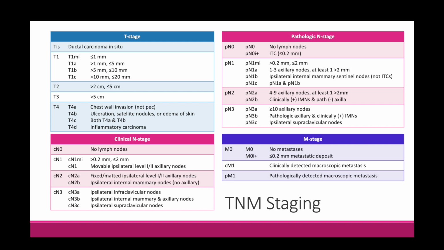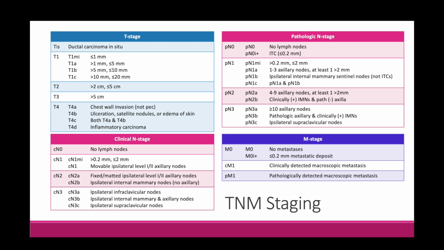Now, we get into the other subcategories of the pN staging. So pN1b is if you have ipsilateral internal mammary sentinel nodes. These are not isolated tumor cells, but just internal mammary sentinel nodes. Remember, if we had ipsilateral internal mammary nodes in the clinical staging, that made us cN2b. But now, if you have ipsilateral internal mammary sentinel nodes, that makes you pN1b.